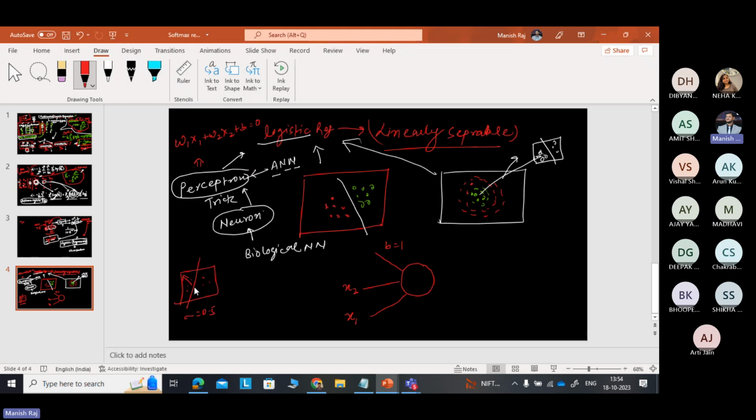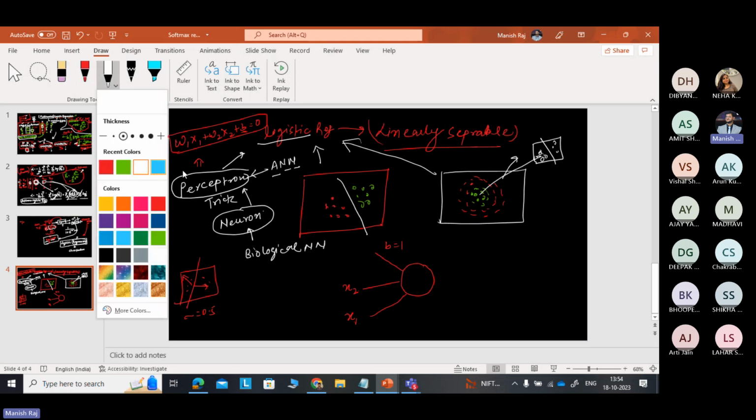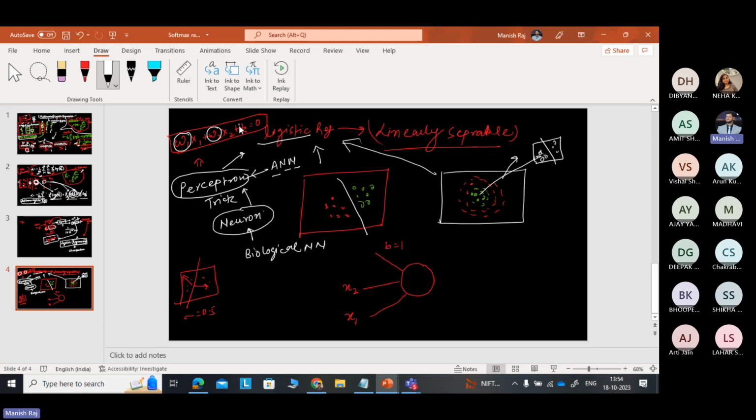The upper part was greater than 0.5, the lower part was less than 0.5. So again, this line is coming. You can say this is x1, this is x2, and some bias we are taking. Now it is attached with some weight. Let me assume some weight 1. I can put here w1, and for the second input x2, you can take w2.